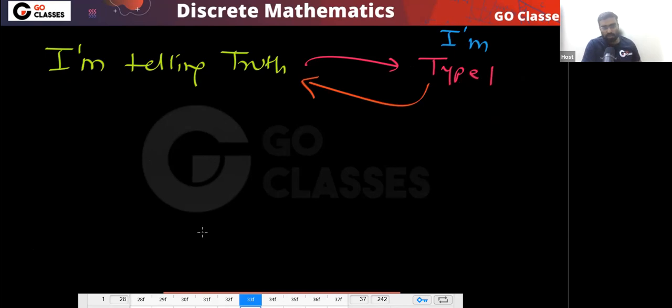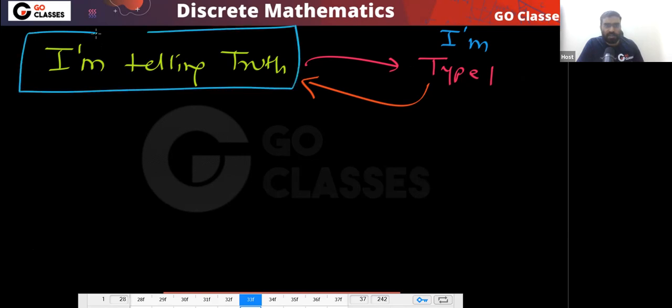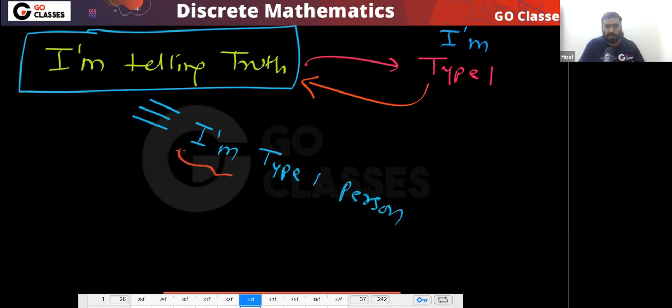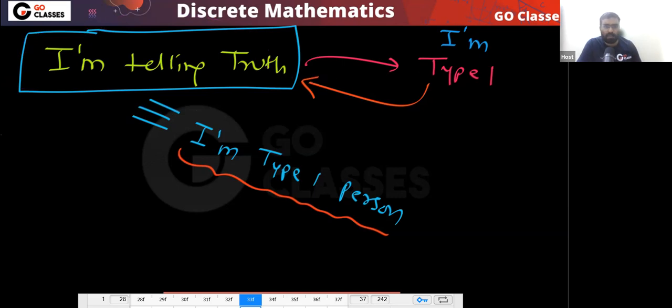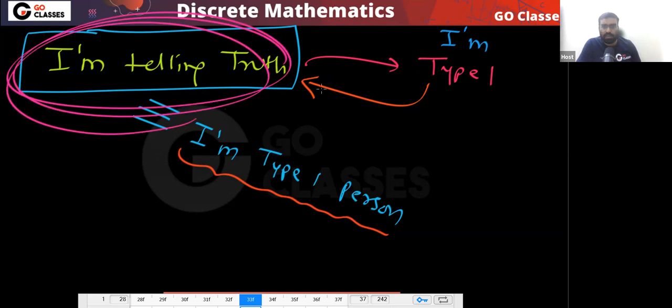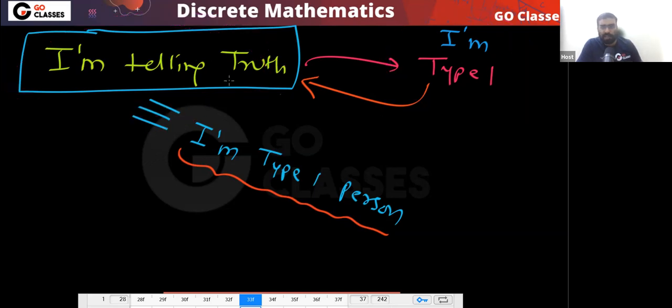Is this clear? So remember, this statement you can replace with I am type one. This statement, I am telling the truth: if I am telling the truth, then it means I am type one, and if I am type one, then I am telling the truth. Very simple thing. So this statement, I am telling the truth, I can replace with I am type one person.